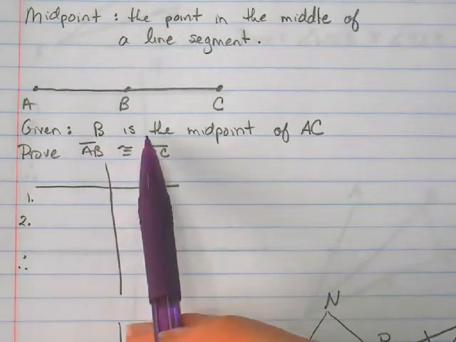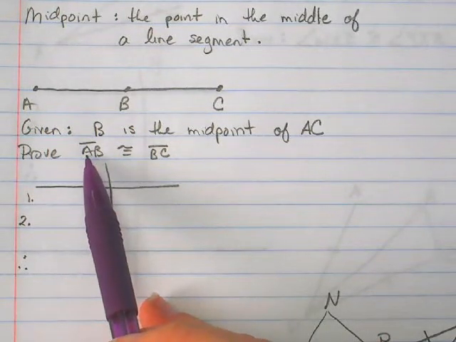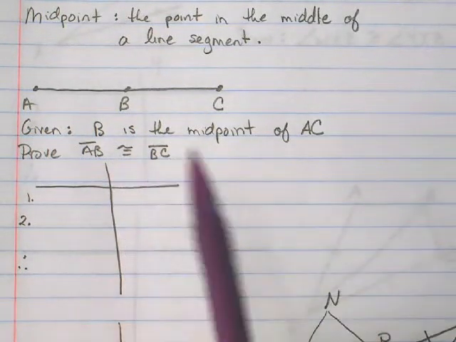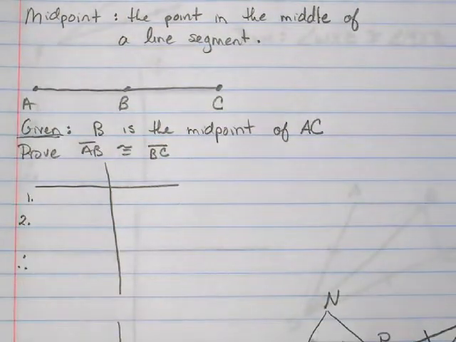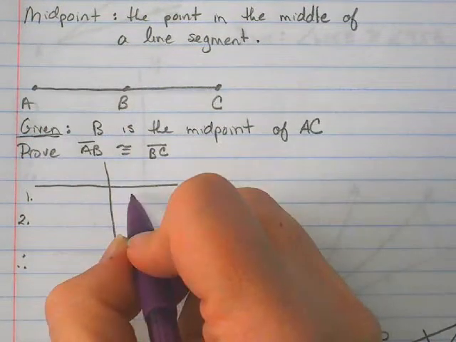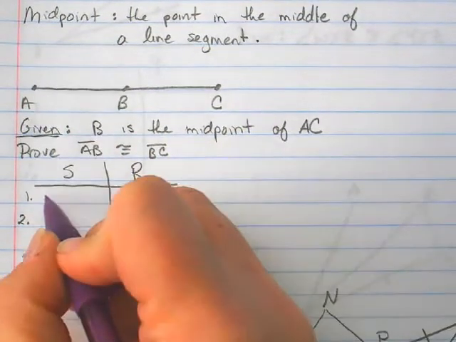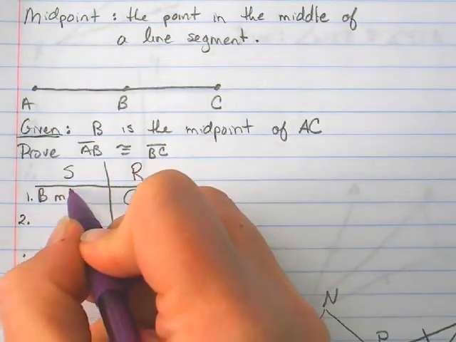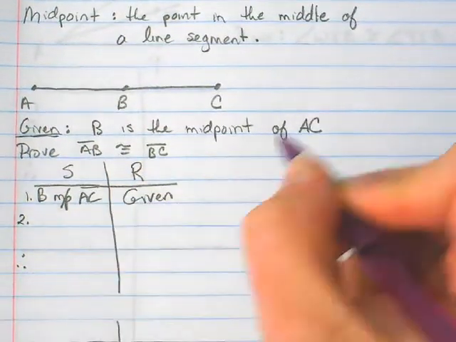Given B is the midpoint of AC, prove that segment AB is congruent to segment BC. You'll notice that you have the statement given for the very first time. When you see this, it is the first thing you write in your proof. You write B midpoint AC.